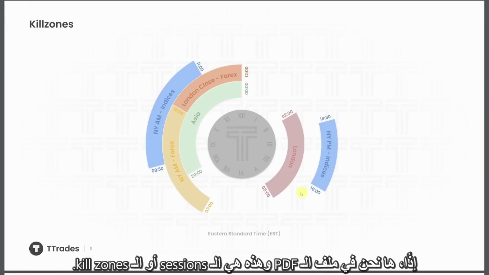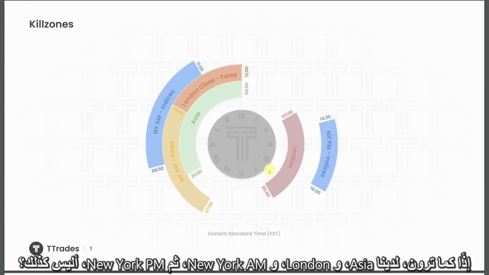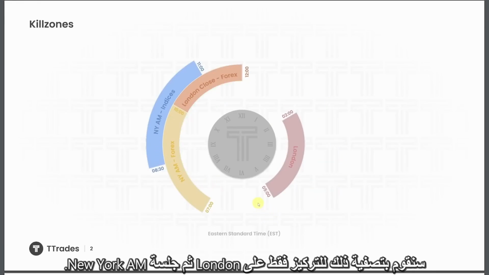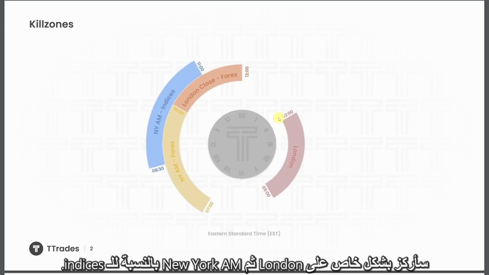So here we are in the PDF, and this is the sessions or the kill zones. So you can see we have Asia, London, New York AM, and then New York PM, right? We are going to filter that out to just focusing on London and then the New York AM session. I will specifically be focusing on London and then New York AM for the indices.